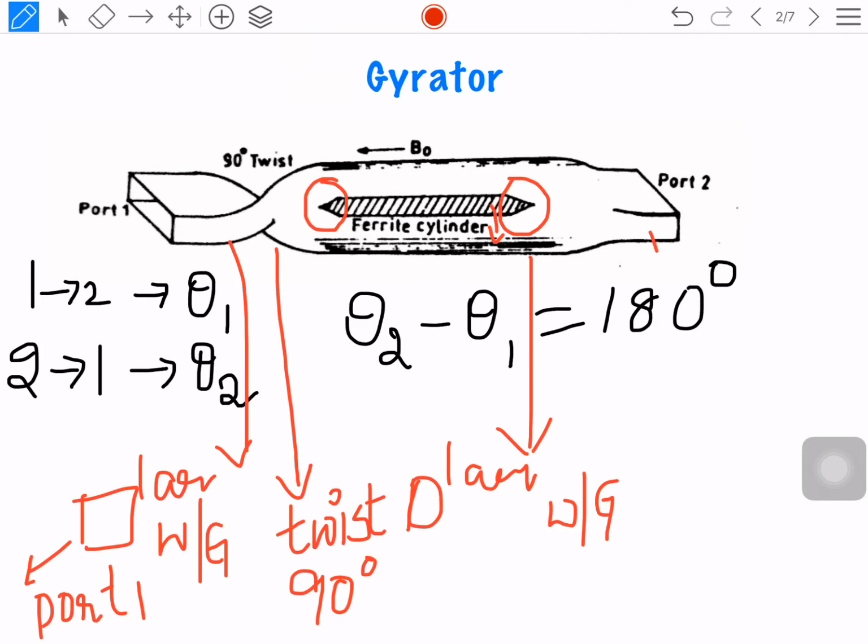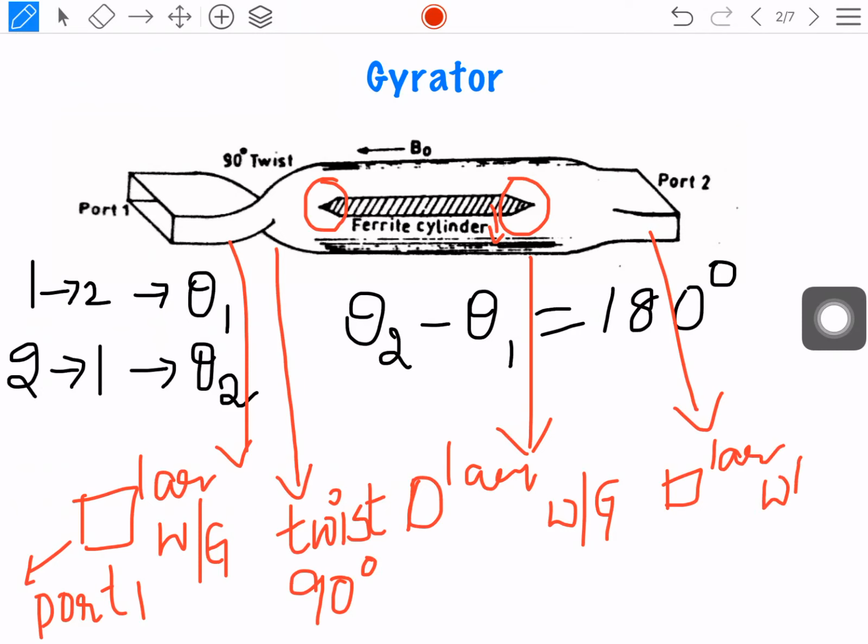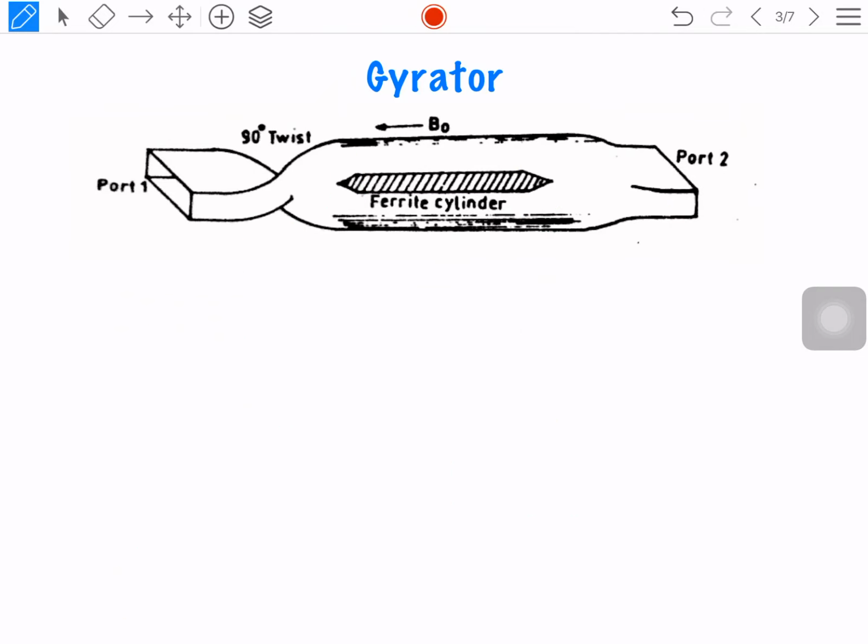Next, after the circular waveguide, we have one more waveguide, that is also a rectangular waveguide, and this is the second rectangular waveguide. At the end of this we have port 2. This rectangular waveguide is the same as the rectangular waveguide at port 1, but a small difference is that it does not have any twist. With the help of the static axial magnetic field, a 90 degrees Faraday rotation of the TE11 mode is produced in the circular waveguide here. Now let us consider the propagation of the wave.